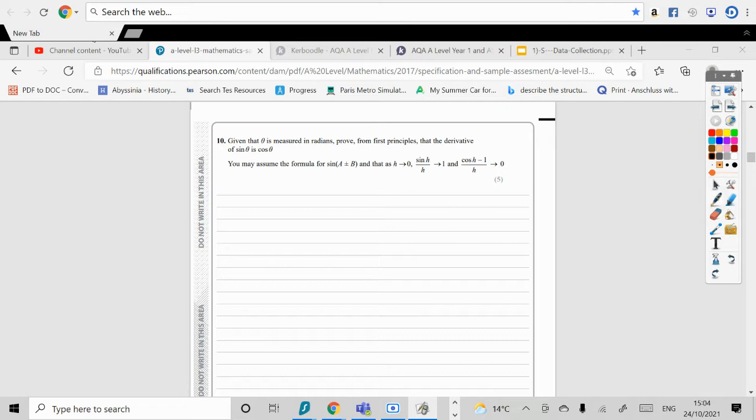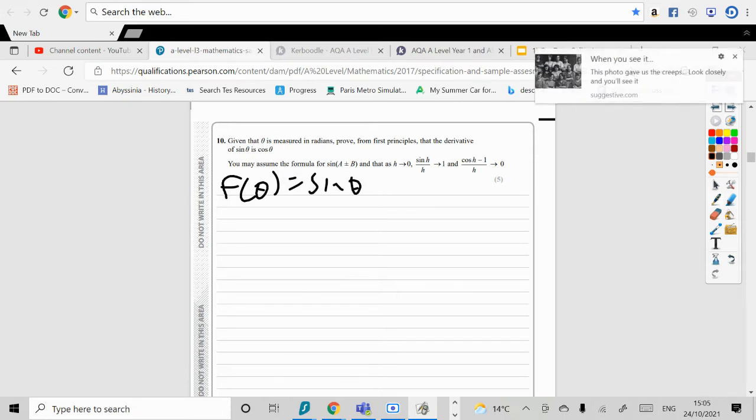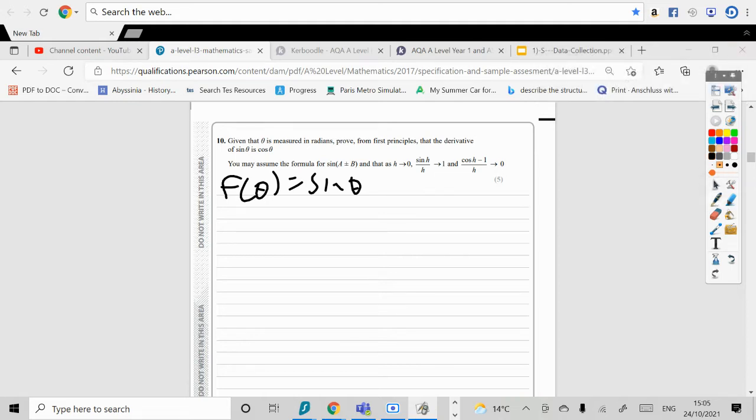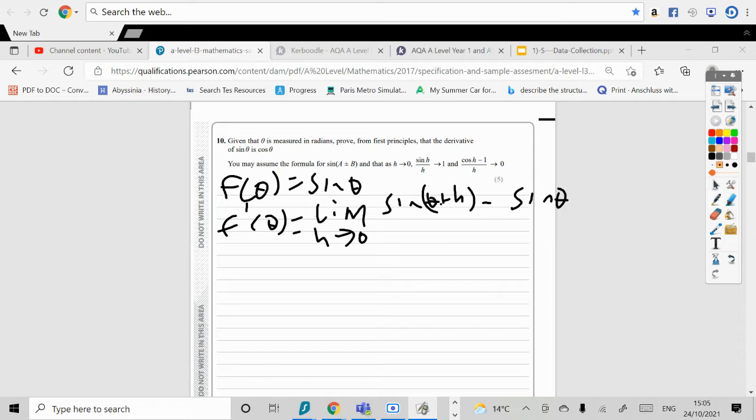Okay, well, proving from first principles, the first principle formula is in the formula booklet. So, f of theta is sine of theta. We'll do it all in one. So we'll say that f prime of theta will be equal to the limit as h tends to 0 of sine of theta plus h minus sine theta all over h.